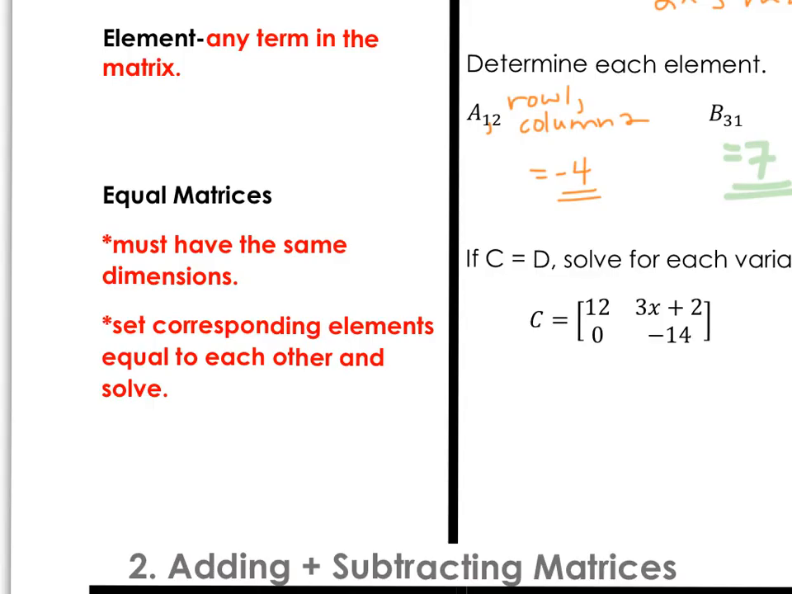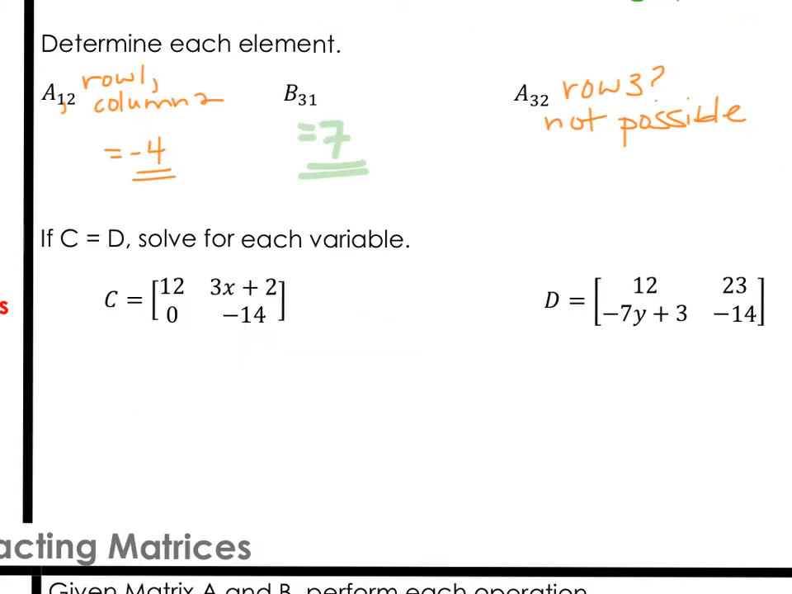All right, let's move on to our next definition. Equal matrices have to have the same dimensions, so the same number of rows and columns. If the matrices are equal to each other, all you have to do to solve for a missing variable is set corresponding elements equal to each other and then solve. It says if C equals D, that means the elements in matrix C must be the same as the elements in matrix D. Solve for each variable.